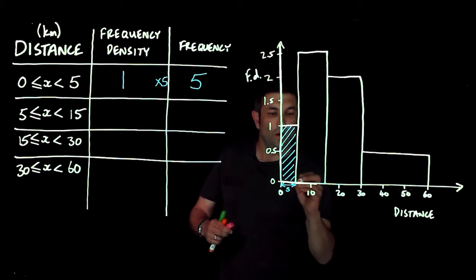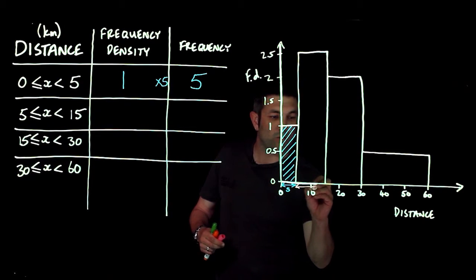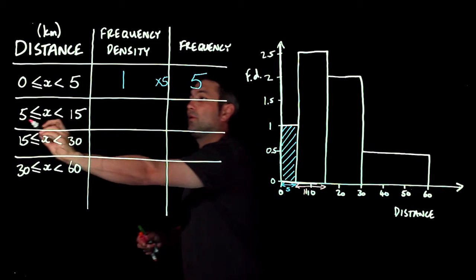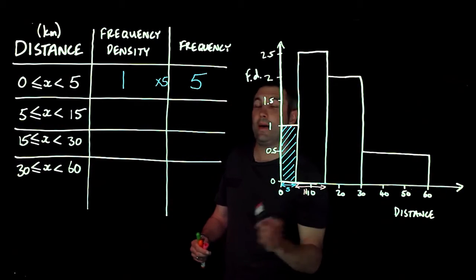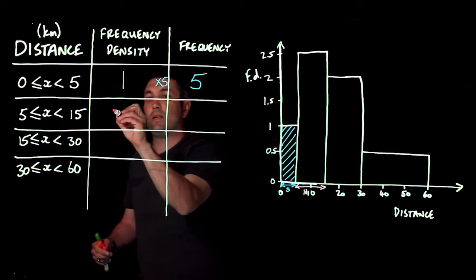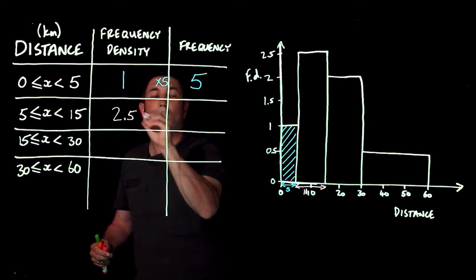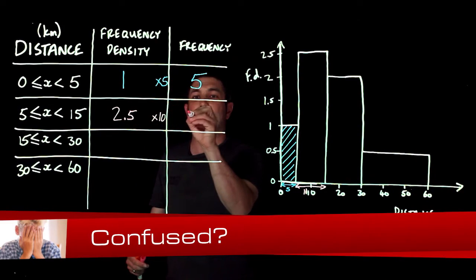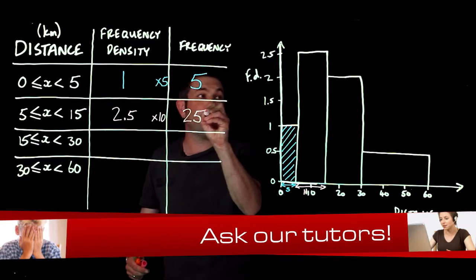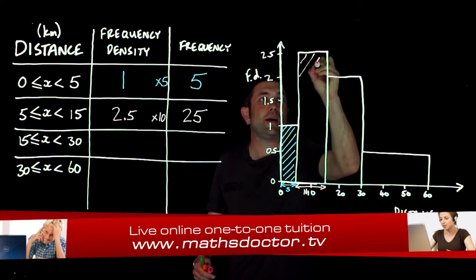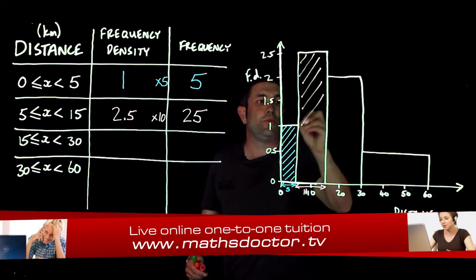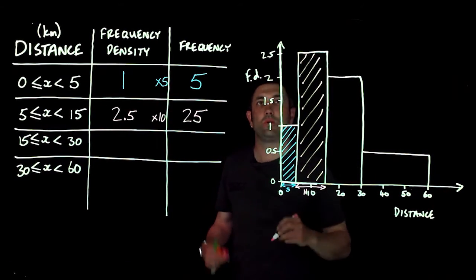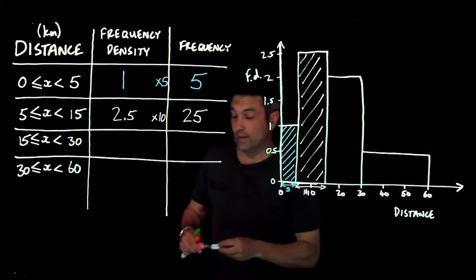So the width of this bar, the class width, okay, is 10. So from 5 up to 15, I can check that there. And the frequency density is 2.5. Now, my width is 10, so I'm going to multiply that 2.5 by 10, and I end up with 25 people in that group. Let's just check that by doing the area of this particular bar. Well, it's 10 across there, and it's 2.5 tall, 2.5 times 10, fantastic.